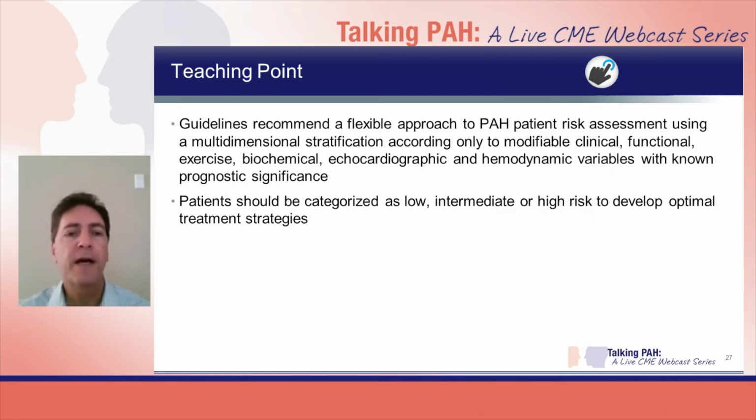A teaching point here: guidelines recommend a flexible approach to risk assessment using multidimensional stratification according only to modifiable clinical, functional, exercise, biochemical, echo, and hemodynamic variables with known prognostic significance. And we can't modify her heritable type of PH, but some of the other things we can modify. And we should categorize patients as low, intermediate, or high. If you ask me, we should categorize them as low or not low. You agree with that, Dr. Bartolome? I agree, yes.